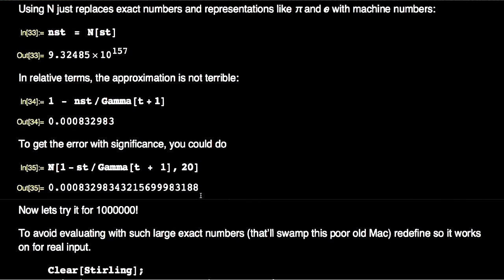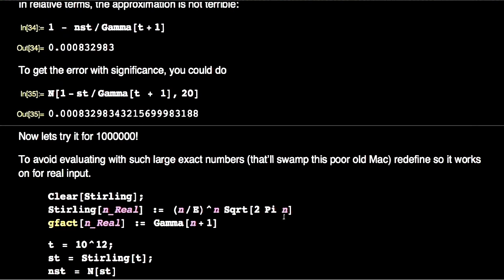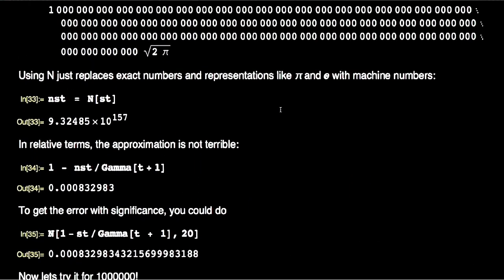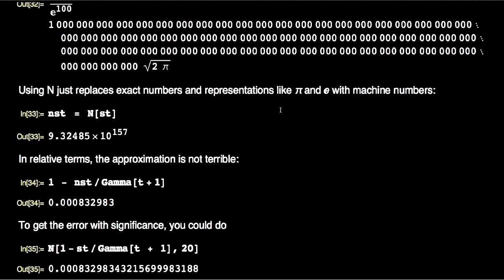Now let's try it for a much bigger number. I'm going to cheat a little bit. I want to try this for 1,000,000 factorial. See what happens. Well, first I'm going to do a couple of things. If I try and evaluate this term in terms of exact integers with 1,000,000 factorial, this integer is going to get huge. It's going to fill up my screen, it's going to take up my memory.